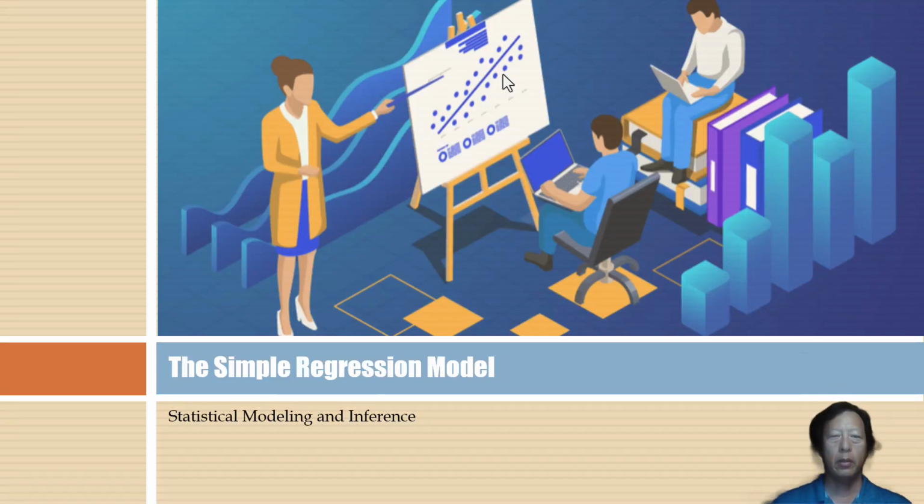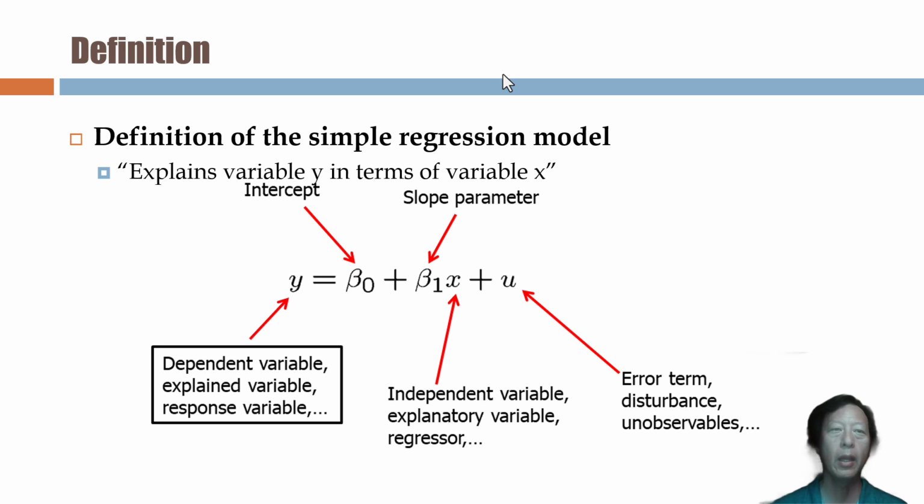Okay, the simple regression model. So this chapter is about the regression model. It's the beginning of the regression model, and we will use only one variable. That's why we call this a simple regression model. So the definition of a simple regression model is to explain variable y in terms of variable x.